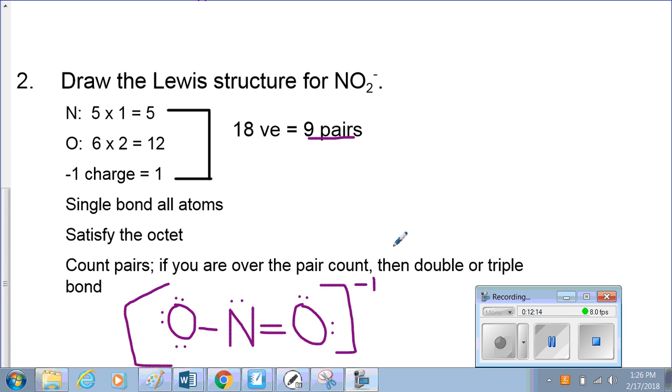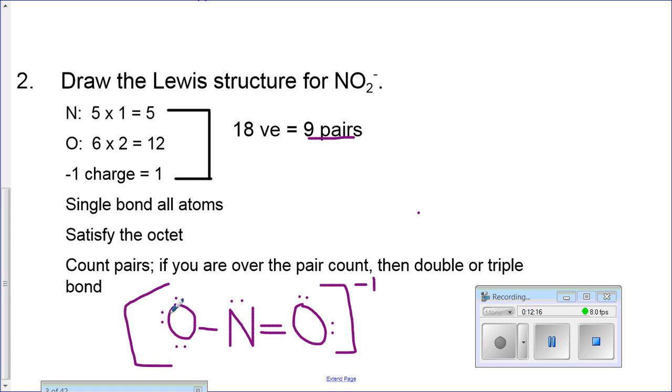All right, so there I have my nitrite ion correctly drawn with a -1 charge. And again, this double bond could have gone over here with this oxygen, and I would have removed a lone pair of electrons over here instead.